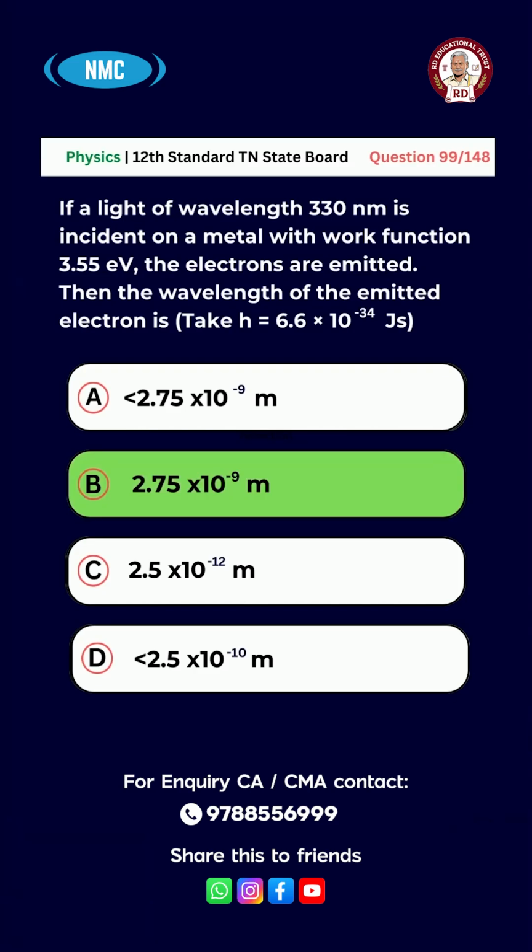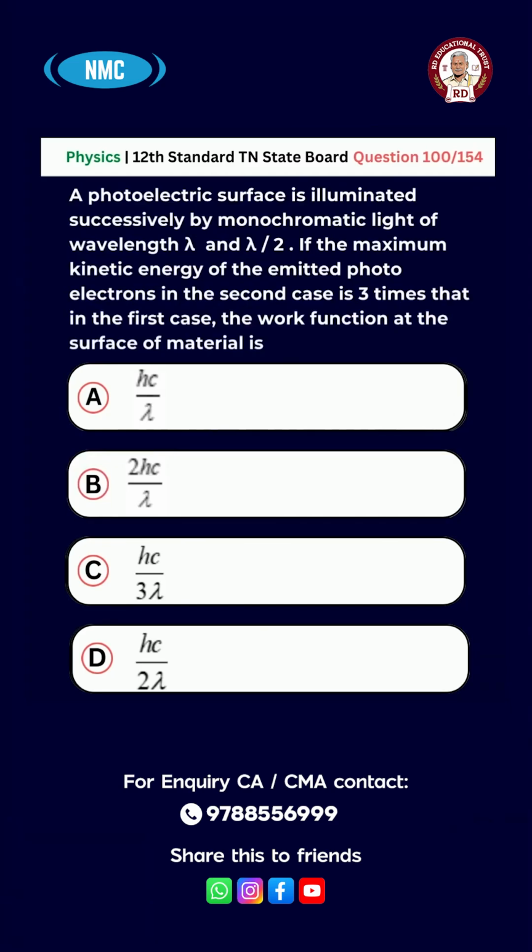Question number 100. A photoelectric surface is illuminated successively by monochromatic light of wavelength lambda and lambda by 2. If the maximum kinetic energy of the emitted photoelectrons in the second case is 3 times that in the first case, the work function of the surface of the material is: option A, hc by lambda; B, 2 hc by lambda; C, hc by 3 lambda; D, hc by 2 lambda. The right answer is option D, hc by 2 lambda.